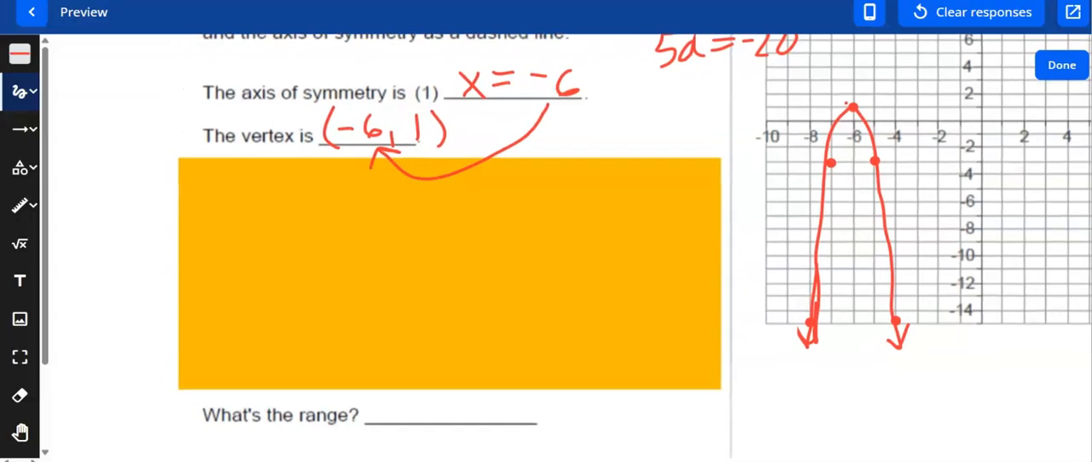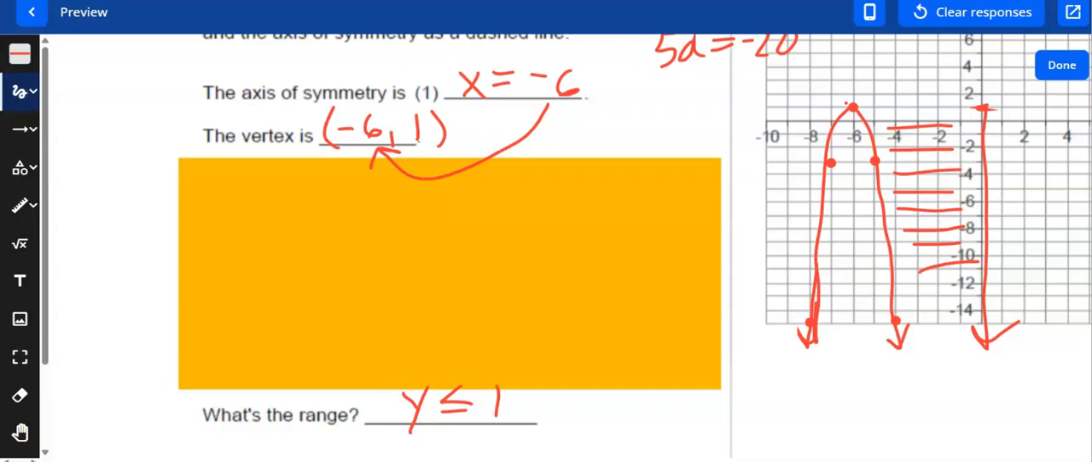So they said, what's the range? And remember, I talked about smashing the entire graph onto the y-axis and saying how much of the y-axis would be covered. Well, hopefully you'd understand that it would start at 1 and it would go down forever and ever and ever. So that would be y is less than or equal to +1.